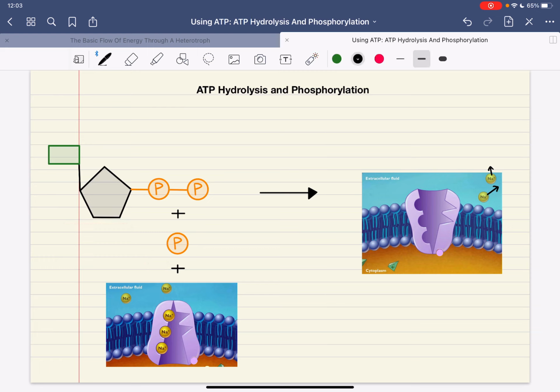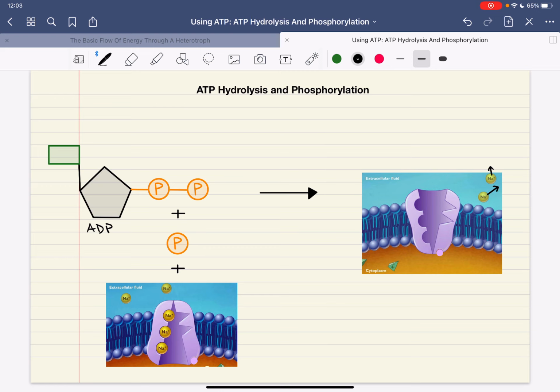So let's label it. We have ADP, and ADP is kind of like the uncharged form of ATP. We've used its energy, but it's not useless to us. As we're going to learn moving forward in this module, ATP is a reusable source of chemical energy.